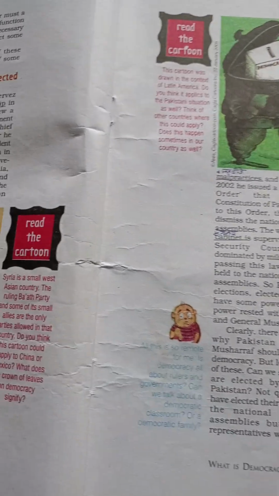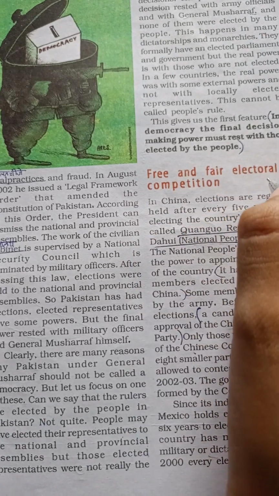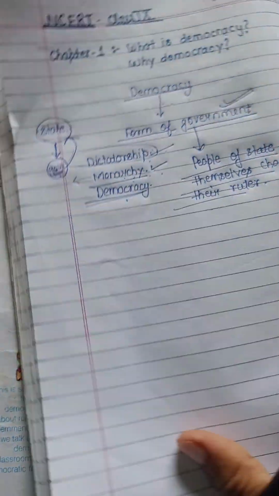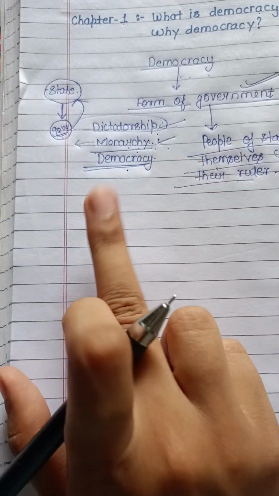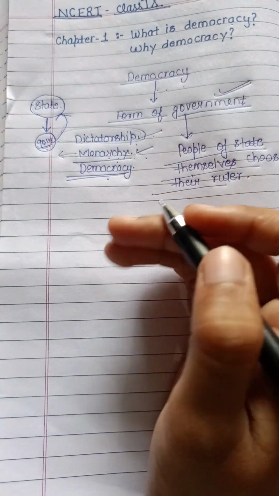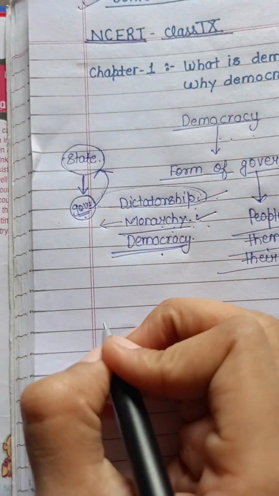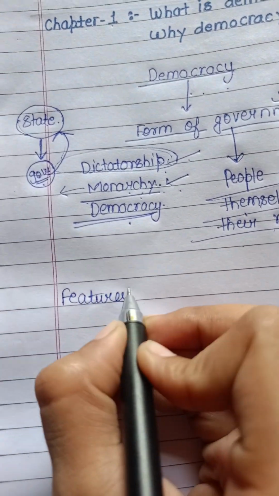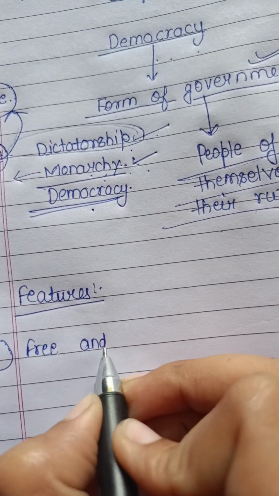So, first of all, here we begin with the first feature, free and fair electoral competition. This is very important, because we have written people are going to choose. So, when people are going to choose, no mischievous or malicious activity should continue. Otherwise, we will not get the honest opinion of the people. We will not come to know what people actually want. That is why when you talk about features, first is free and fair electoral competition.